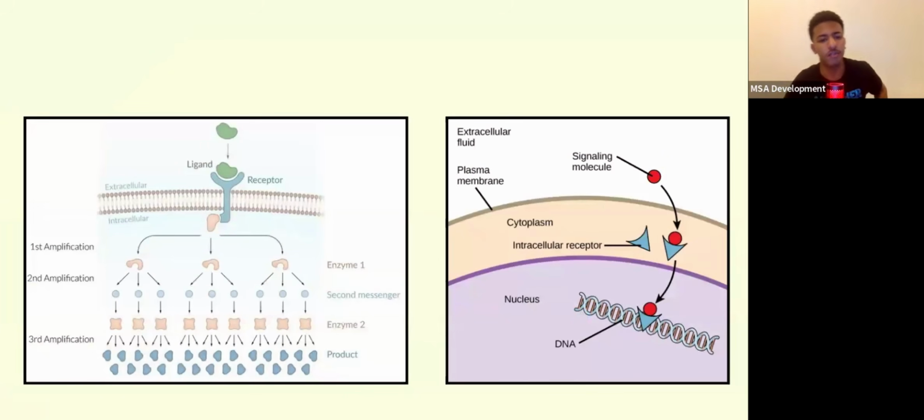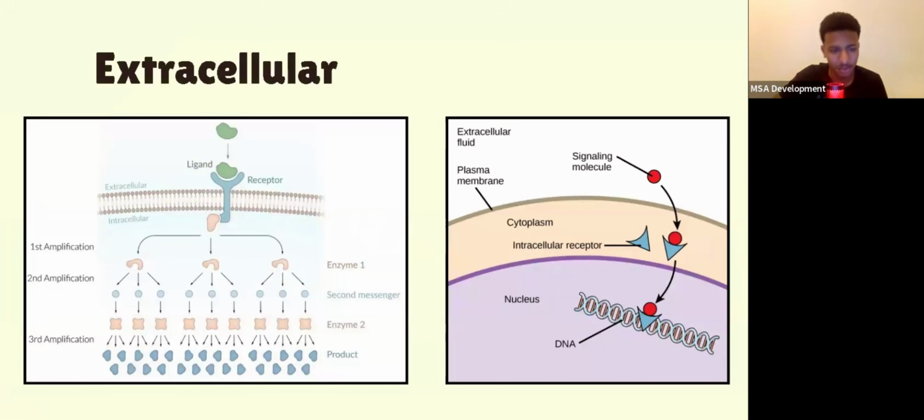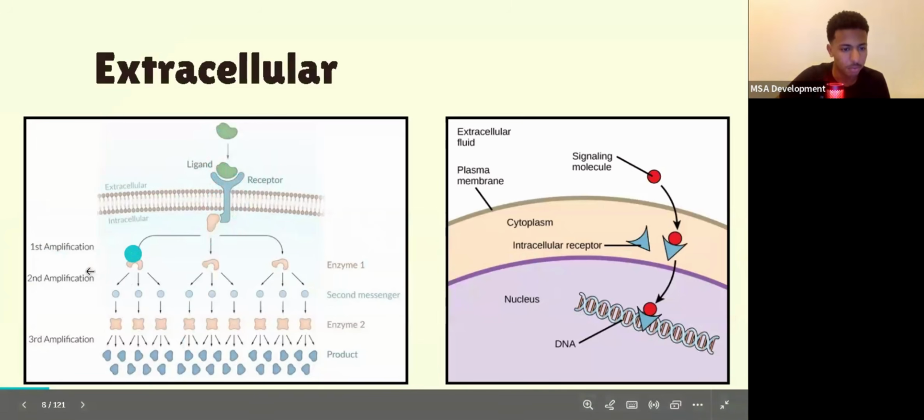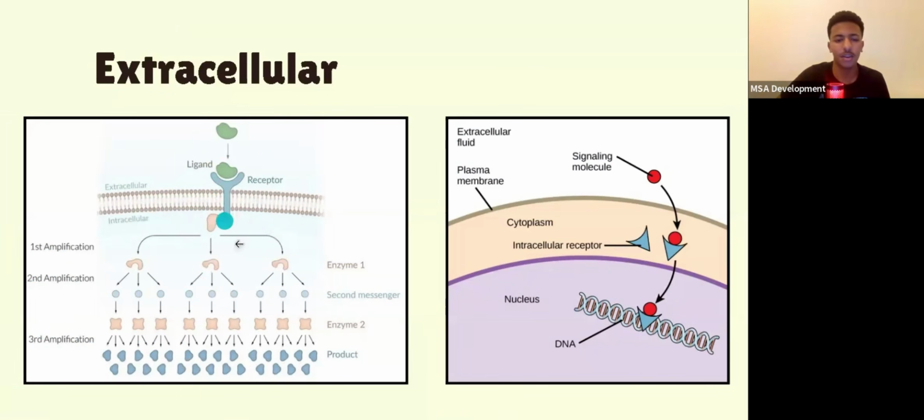Okay, now question for you guys. One of them is intracellular signaling, the other one is extracellular signaling. Which is which? I'll give you 3 seconds. 3, 2, 1. This is extracellular. As we can see over here, the ligand binds in the extracellular compartment. Okay, and then it triggers a signaling cascade, as we can see. First amplification, second amplification, third amplification. So this is membrane receptor, extracellular ligand, extracellular everything, okay?